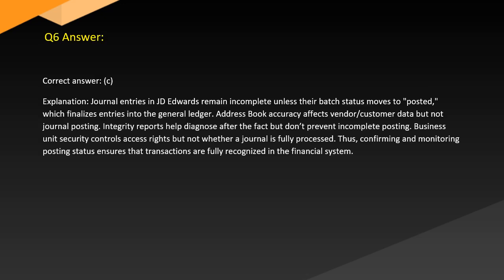Answer. Correct answer, C. Explanation. Journal entries in JD Edwards remain incomplete unless their batch status moves to posted, which finalizes entries into the general ledger. Address book accuracy affects vendor and customer data but not journal posting.